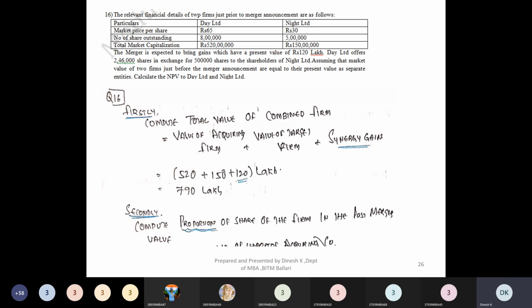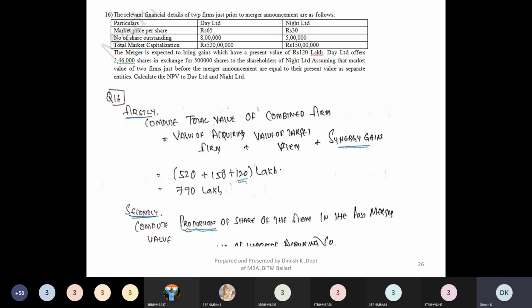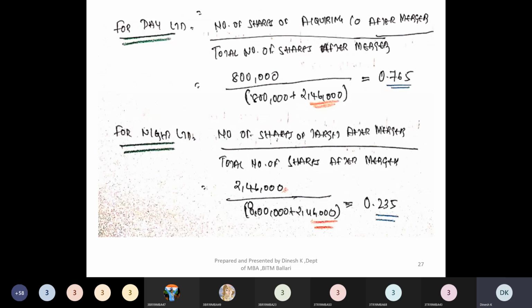Now what is the proportion of gain to both the companies? The total value is going to be 790 lakhs. How much is each company going to benefit from this merger, right? So here we'll compute the proportion of shares of the firm in the proportion of merger value. First, the proportion of shares. What is the proportion of shares after the merger, right? For Day Limited, the acquiring company, the number of shares after the merger is 8 lakhs. It is the same 8 lakhs here. Then the total number of shares after merger: 8 lakhs of the acquiring firm plus 2,46,000.